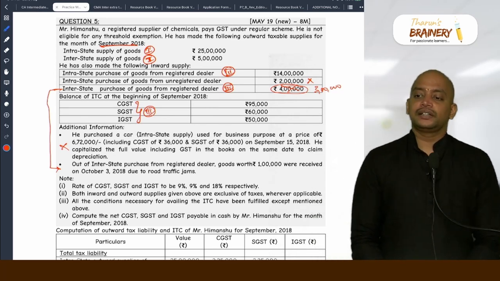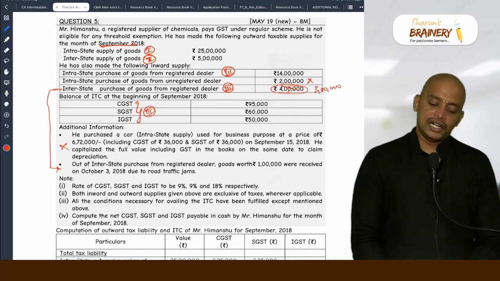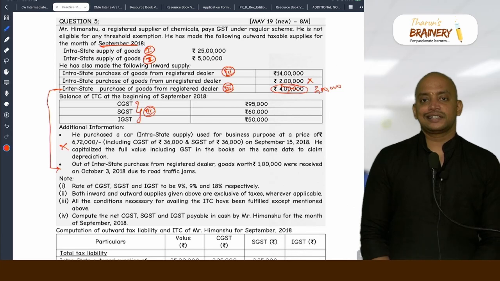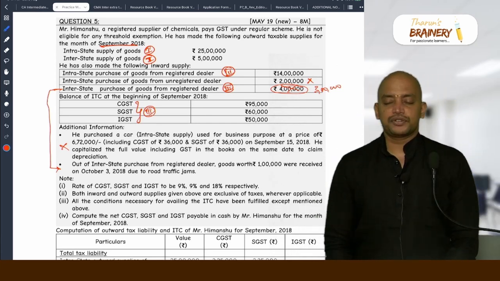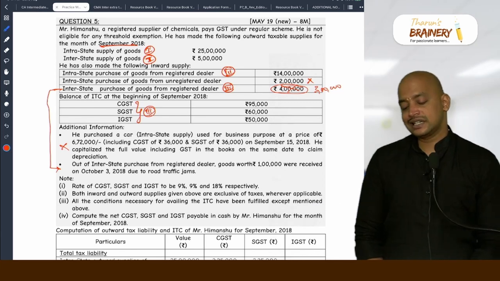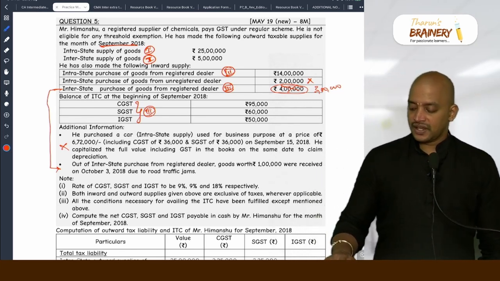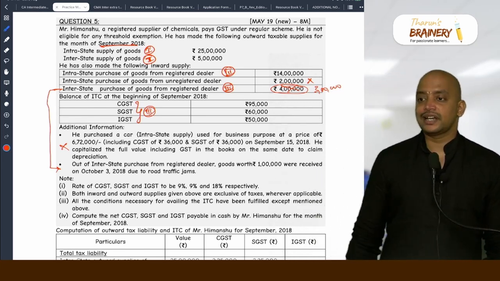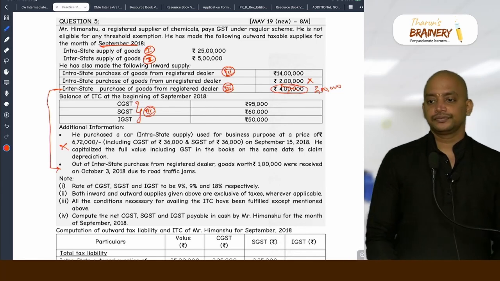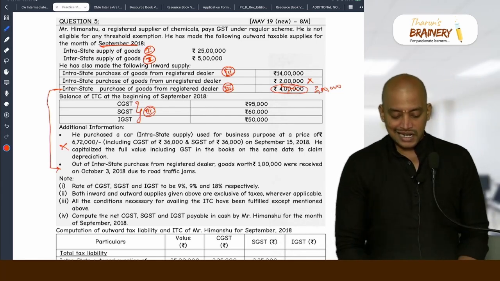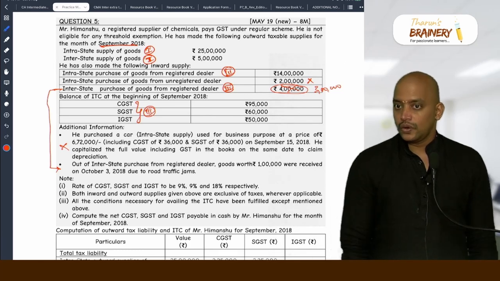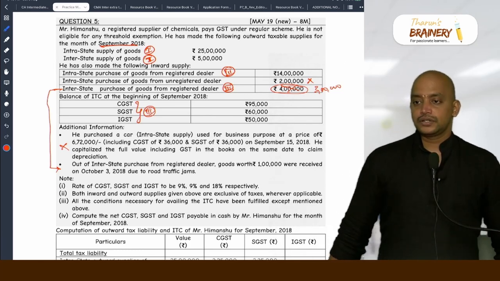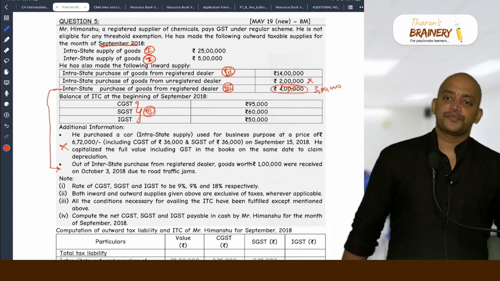Next, outward supply, value 5 lakhs. What is it? Interstate. So which column? The IGST column. So CGST, SGST dash, dash. IGST column, 5 lakhs into 18%, 90,000. Next, is there anything related to 1? No. So total 2,25,000, 2,25,000, 90,000.